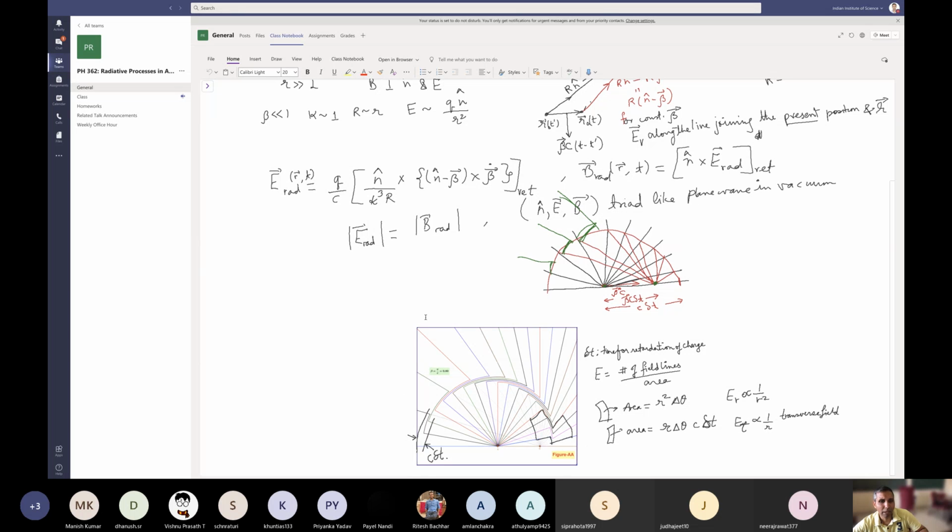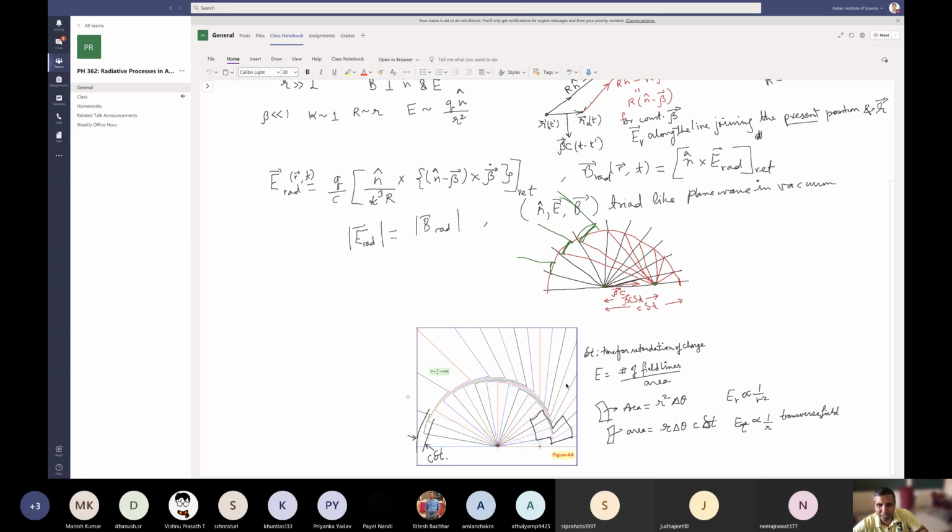Right. So how do you know that this electric field here goes as 1 over r instead of 1 over r square? These are the field lines which are drawn. So E, the electric field strength, is equal to the number of field lines divided by the area, right? This is the definition of field strength.